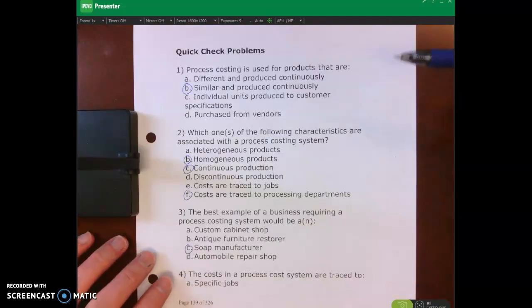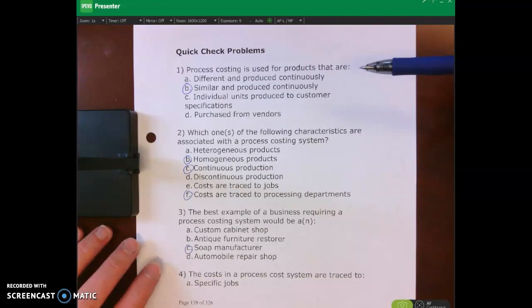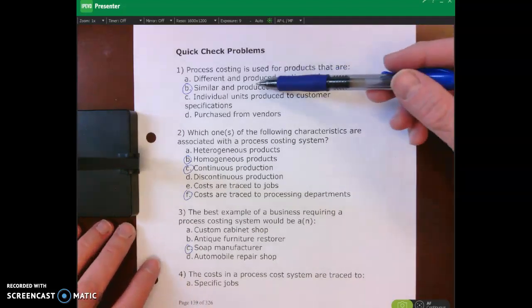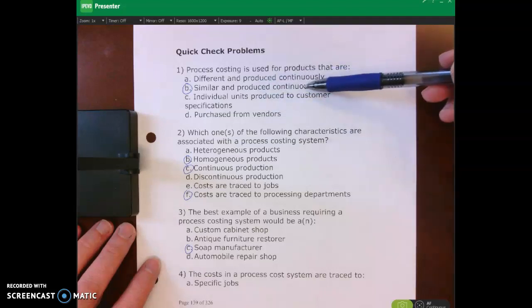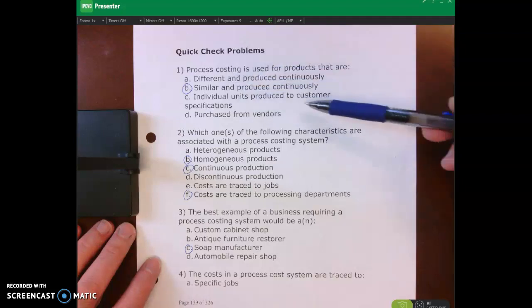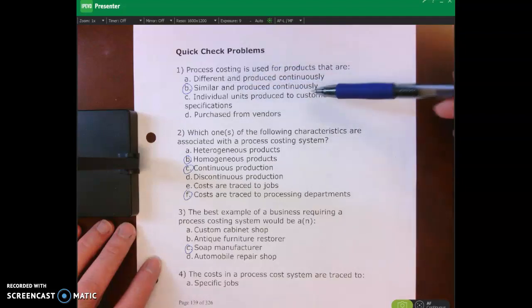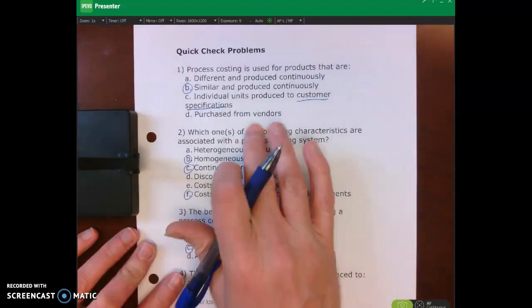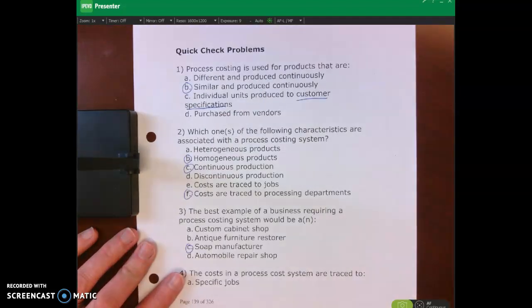Let's go ahead and see how you did on these quick check problems. Process costing is going to be used for products that are similar and produced continuously. Different implies job order. Individual units to customer specifications implies job order. Purchase from vendors doesn't make any sense in this context.